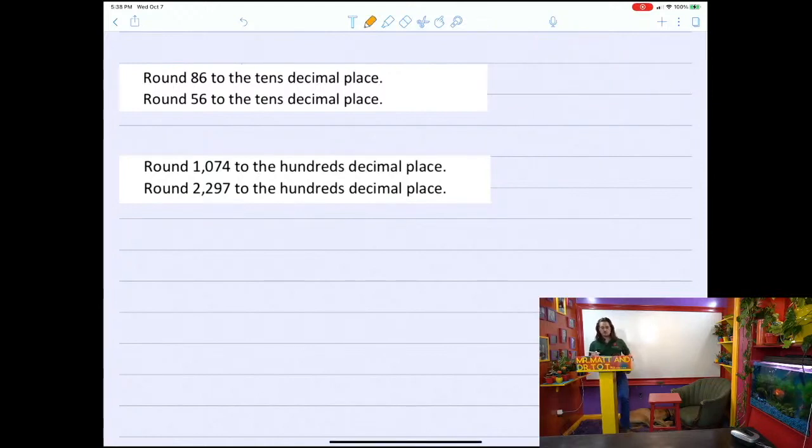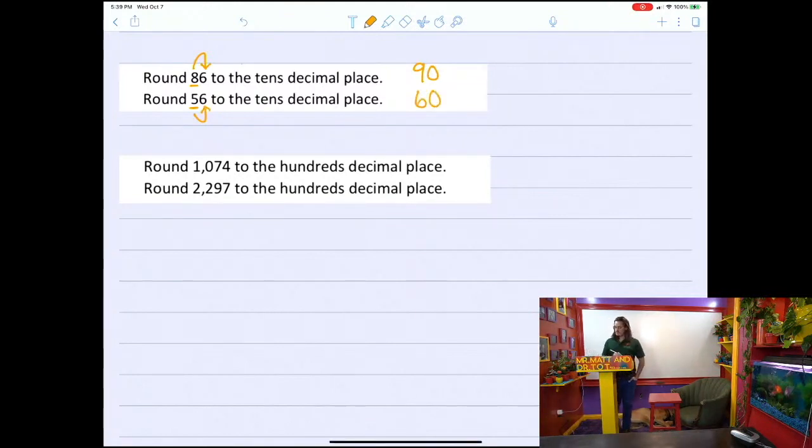Okay, so the first problem asks round 86 to the tens decimal place. So we're rounding to the tens. We're going to look to the number directly to the right, which is a 6. 6 is 5 or greater, so we're going to bump this up to 90. For 56, we're rounding to the tens, so we look to the number directly to the right. This is also 6, so we're going to bump this guy up to 60.